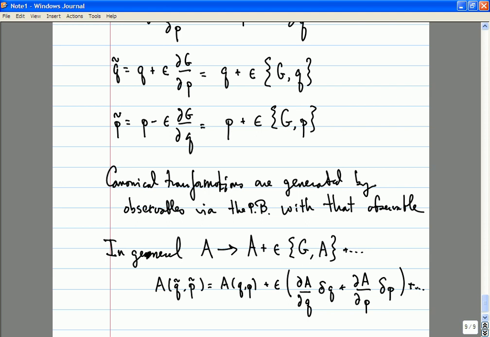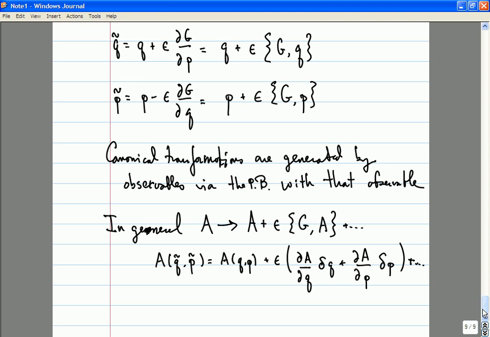Have you guys seen this before? Have you seen it? You saw it in your classical mechanics class? Okay, good. It's worth dwelling on. It's a very important point. Okay, so that's a general word about canonical transformations.